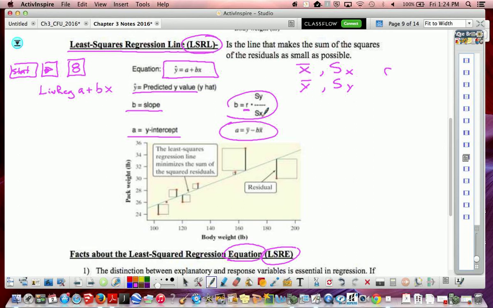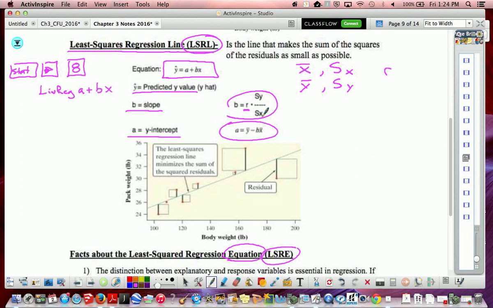But it's not just equal to the slope. Since we're talking about change of y and change of x, and we're talking about a measurement of spread, and what is that average distance, you divide by the standard deviation of y over the standard deviation of x. Change in y over change of x.